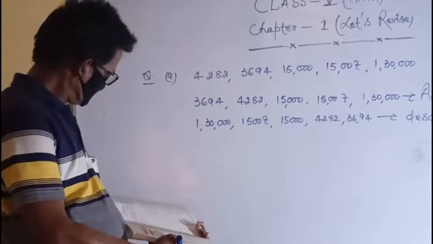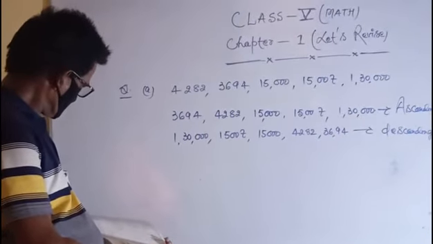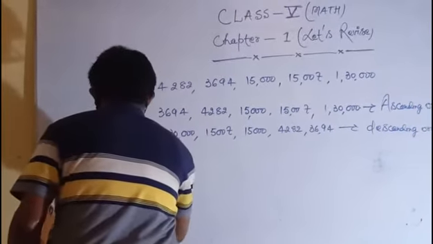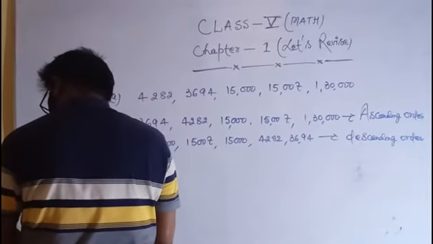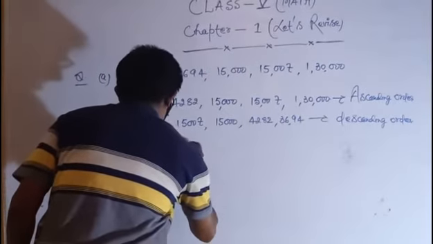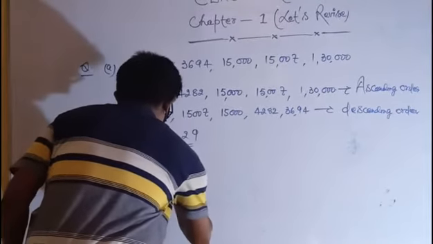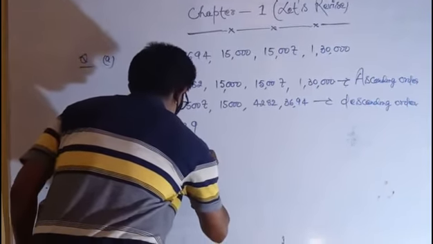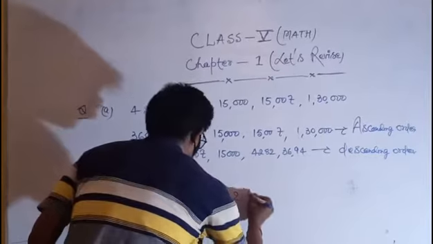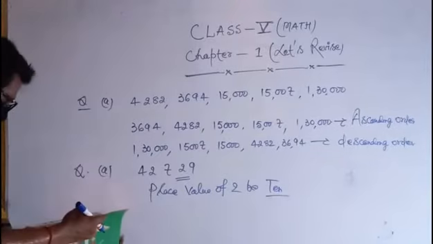Next, write the place value of the underlined digit. The digit is given, and you have to find its place value. 42729. Here the place value of 2 is 10 (tens).